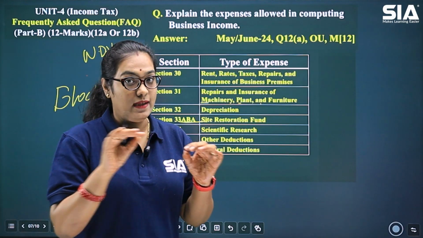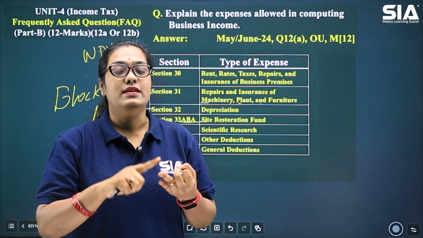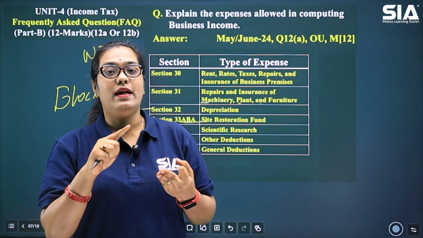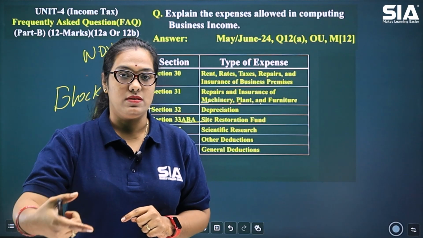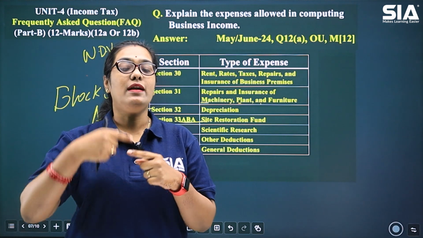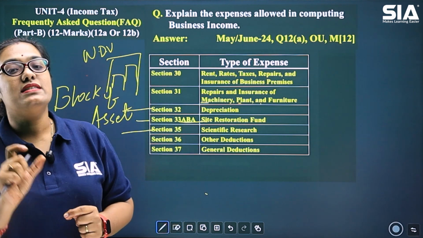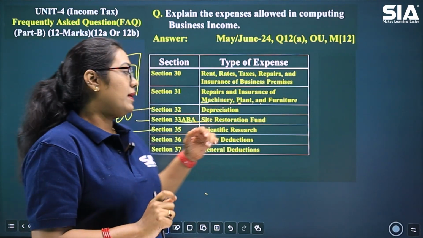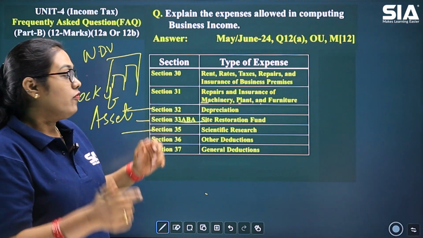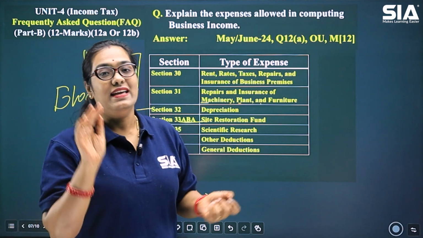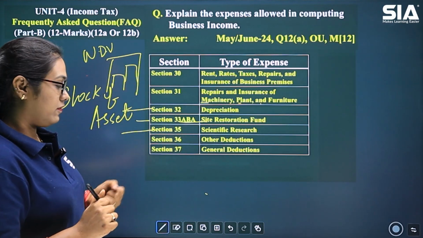It can be any type of research relating to medical, or it can be customer related, or it can be just the data which will help for the enhancement of the business. Okay, so that the business can get more profits. For the purpose of that, any research is carried out, that will come under this head. And the expenses that the business incurs for this kind of research is allowed as deduction. That is under section 35.